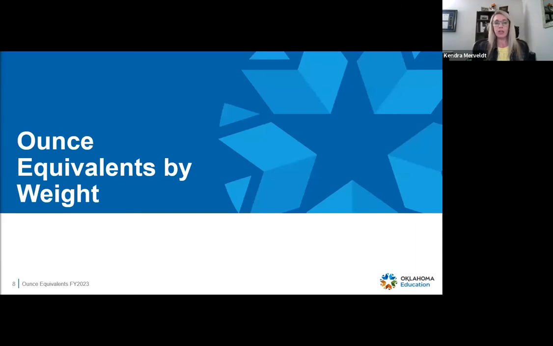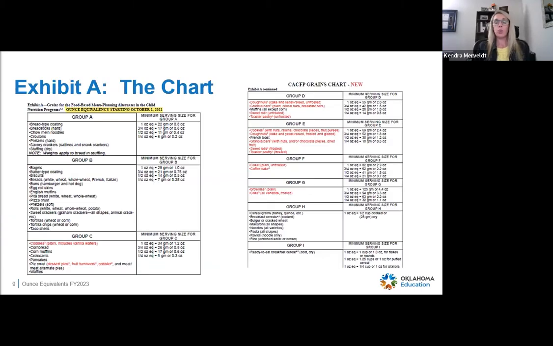So we're going to talk about ounce equivalent by weight. As you can see here, we have the grains chart. You all should have a copy of this. We sent this out. This will be a handout that we do give out at training. This is the one handout I forgot to add to the ounce equivalent. I'm going to add that to it. But this is what it looks like.